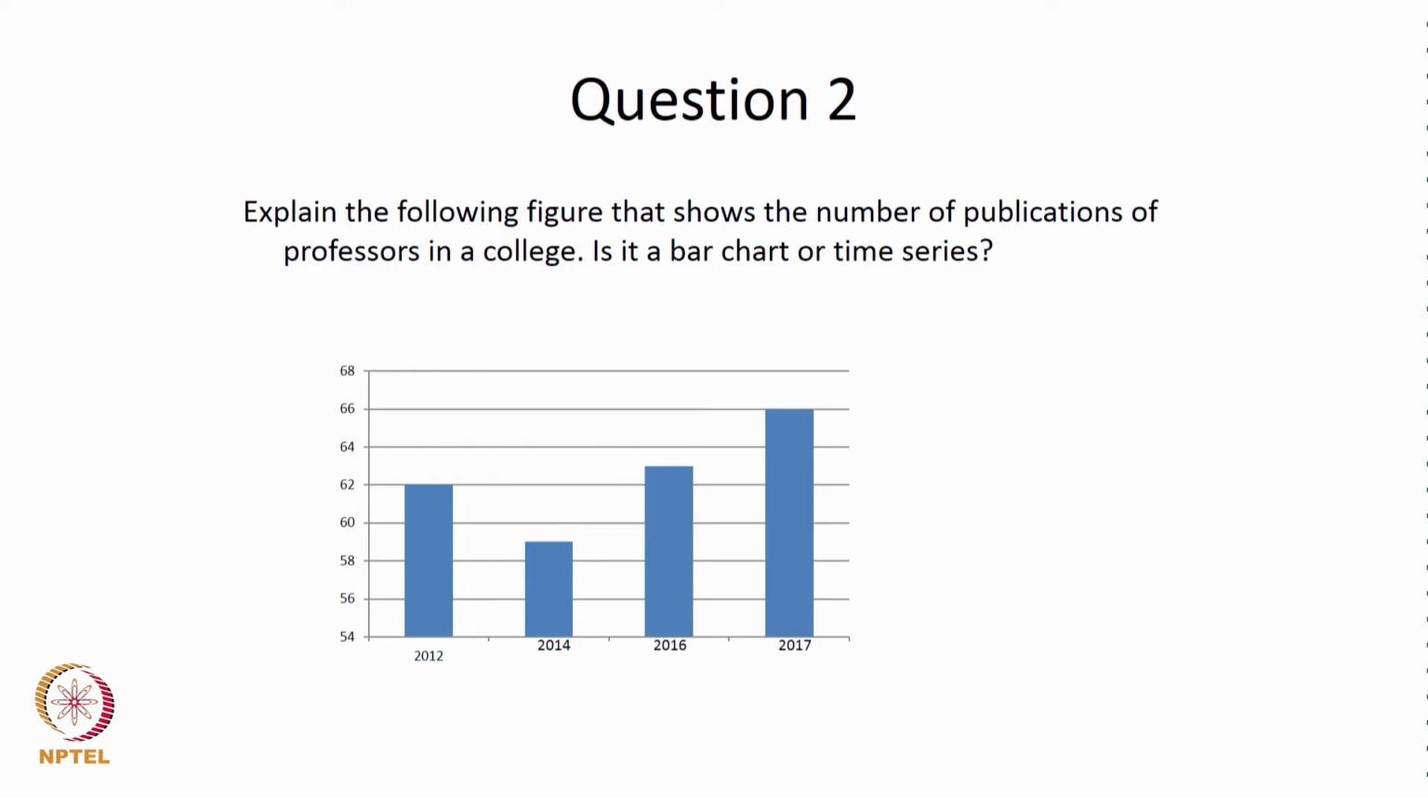So, we move to another question. Explain the following figure that shows the publications of professors in a college. Is it a bar chart or is it a time series? Now, here we show data for 4 years, 2012, 14, 16 and 17, and the y axis shows the number of publications. This is time series data because the x axis represents time and data is collected over 4 distinct time periods. It is more a time series chart than a bar chart, though these bars represent the data over a period of time.